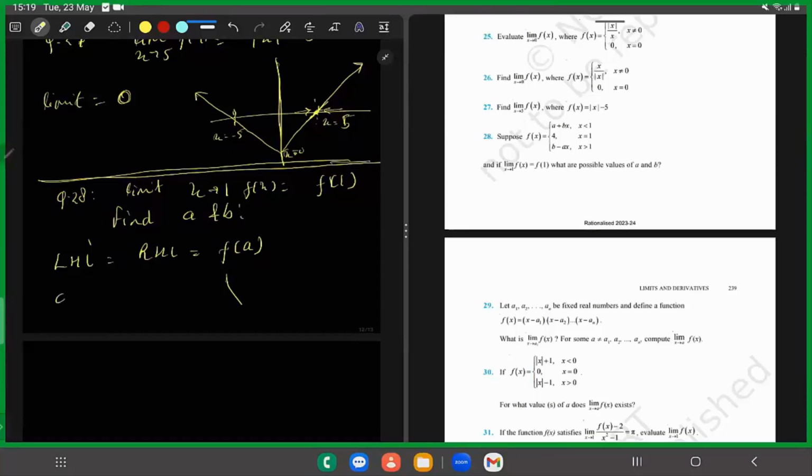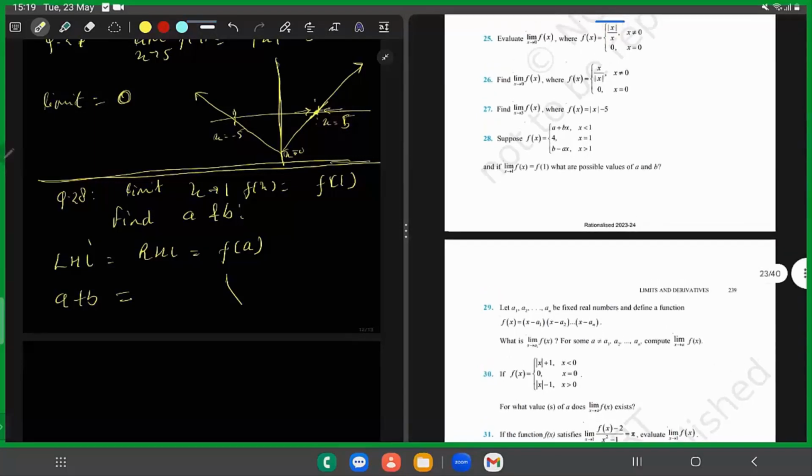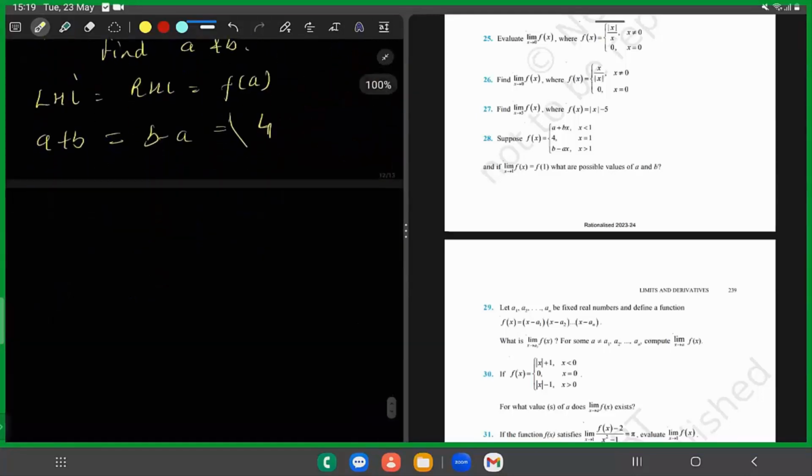Okay, so this should be equal to a plus b, and equal to what would be the right hand limit. The right hand limit will be by putting x equal to 1 in this b minus ax, so this would be equal to b minus a. And the value of the function at x equal to 1 is equal to 4, so this is already given. So finally you have two equations and two unknowns, so you can solve this.